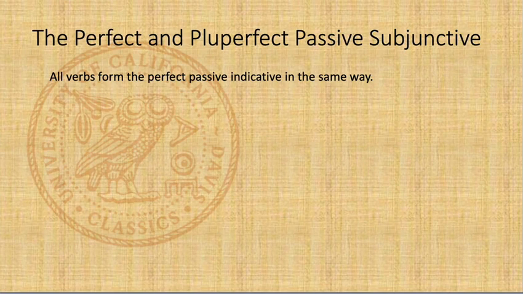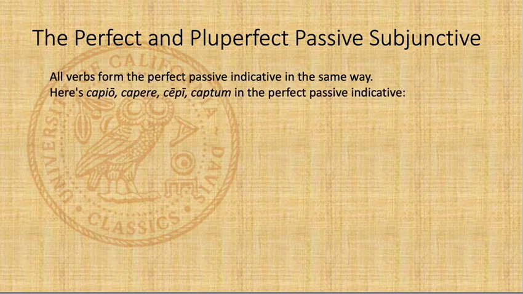All verbs form the perfect passive indicative in the same way. Remember, there are not separate conjugations for perfect forms of Latin verbs. The separate conjugations, that is, first conjugation, second conjugation, third -io conjugation, and fourth conjugation, are irrelevant for perfect forms. All verbs form perfect forms in the same way.